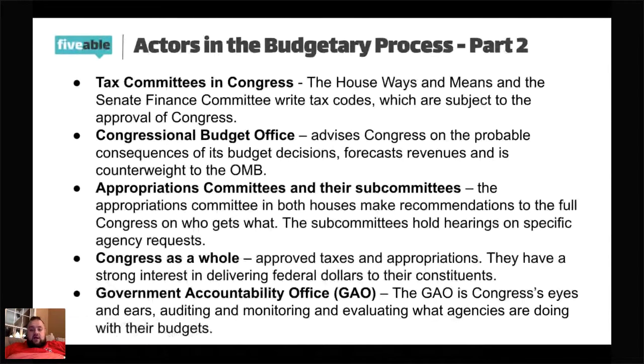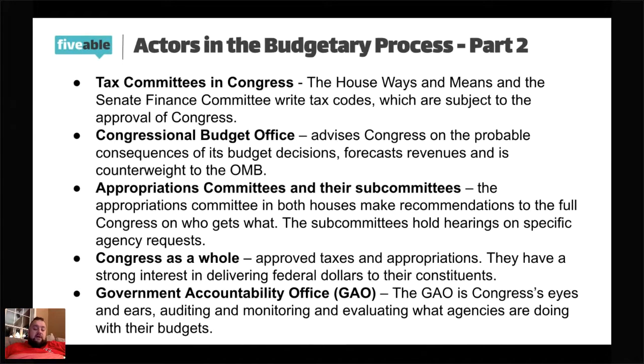So tax committees in Congress have to look at it. The House Ways and Means Committee, which is the tax committee in the House, and the Senate Finance Committee all write tax codes, okay, which are subject to the approval of Congress. They have to be thinking about taxes because revenue is how you're going to get the money to spend to finance the budget.